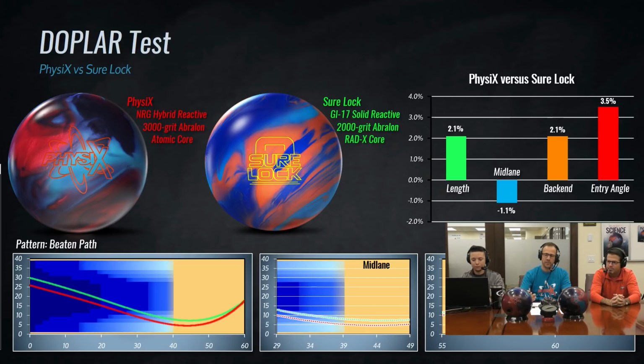And that's the head-to-head that we did for our Doppler test report: the Sherlock and the Physix. We did the same layout, same pattern, tested them, and got all the data from Specto, which we use all the time downstairs for testing, and there was a noticeable difference in shape.